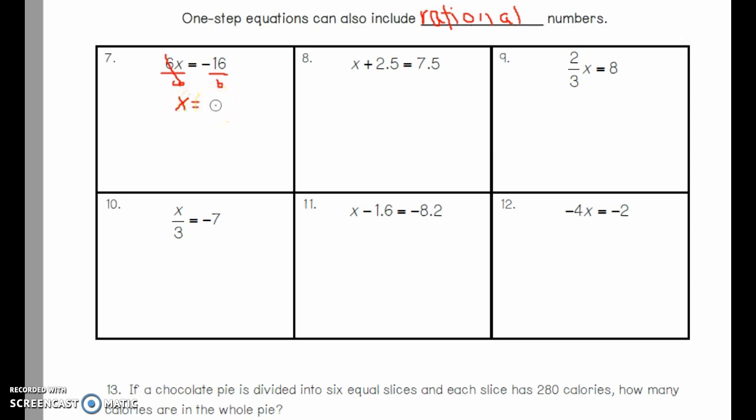Negative 16 divided by 6, well, it doesn't go in evenly, does it? So we need to simplify. Maybe if we divided both the top and the bottom by 2, we could get a simpler fraction. I think we get negative 8 over 3. Okay. We could leave it just like that, but I would like to change it to a mixed number. I know 3 goes into negative 8, negative 2 times.